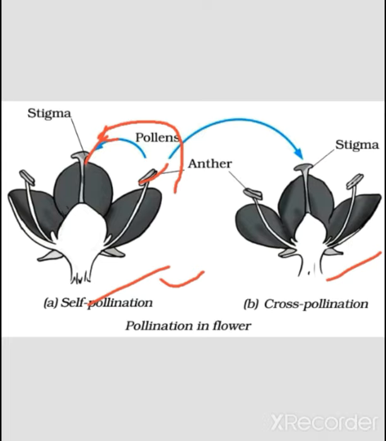Now the second type of self pollination, that is geitonogamy, that I mentioned. Pollen grains of one flower are transferred to the stigma of another flower of the same plant, or we can say the same species or a genetically similar flower. This type of pollination is called geitonogamy. So here the self pollination is complete.